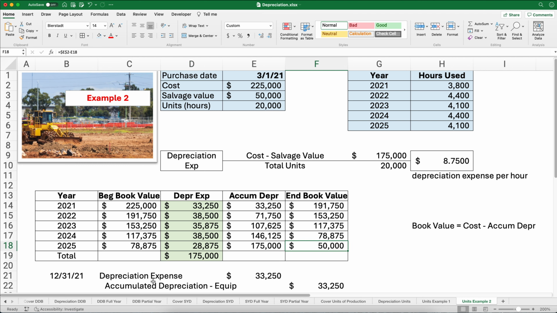All right, so our first year entry is going to be depreciation expense and accumulated depreciation for the equipment of $33,250. We've calculated depreciation each year.